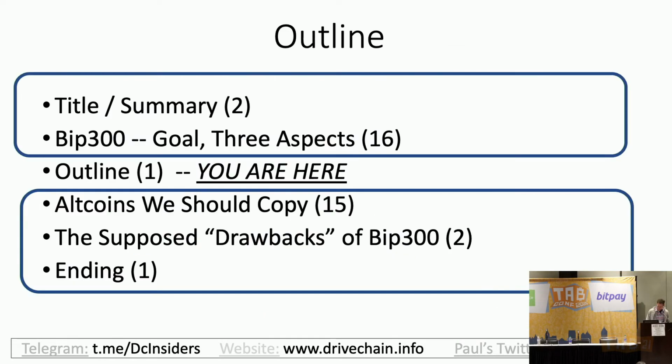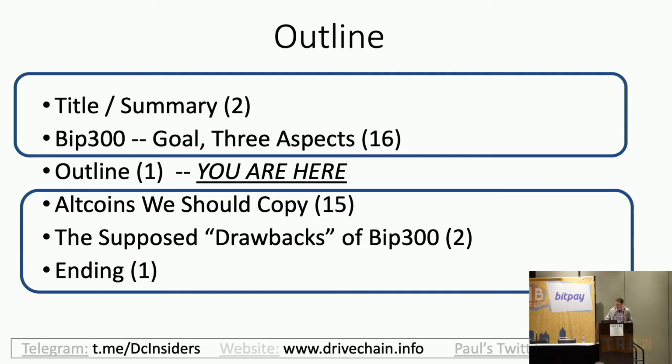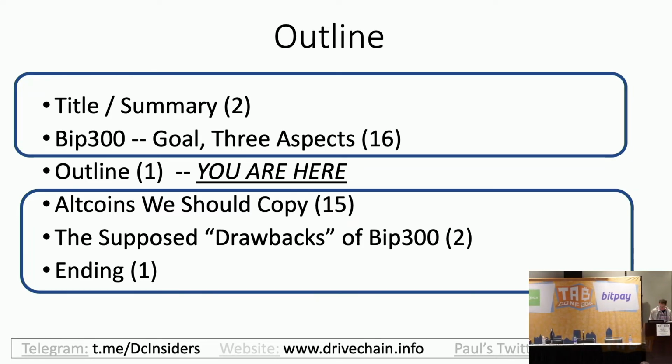So that was the first half of the talk. You made it through the first half. The second half, I think, is more fun, so it'll be over soon, thankfully for us all. And we're going to talk about the altcoins we should copy, and then I'm going to discuss 2 supposed drawbacks of BIP 300 that are not drawbacks in the slightest, but people mistakenly think that they are.